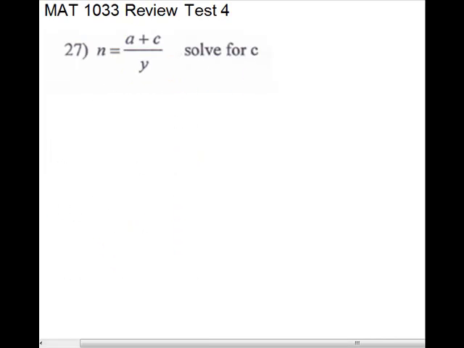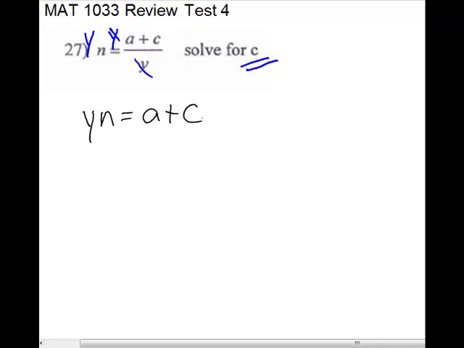Problem 27, also a formula problem, and this time we are going to solve for c. We should still clear the fraction out. So multiply through on both sides by y. I'll just write it on this original. It's going to cancel on the right-hand side. On the left, we have yn or ny. It doesn't matter which way you write it.